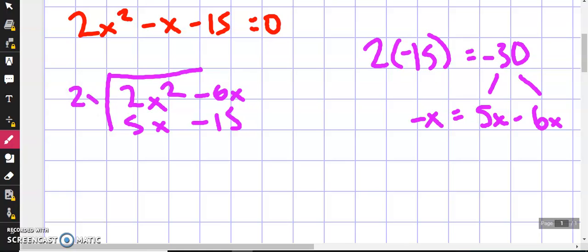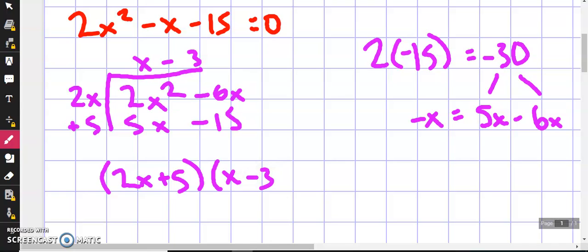I can take the 2x from the top row, which puts an x here to make x squared. I can take a 5 from the bottom row, which means I'm going to need a minus 3 on the top so that I get 5 times negative 3 to get the negative 15 in the bottom corner. So there's our factored form. We need a 2x plus 5 and an x minus 3, and we know that needs to equal 0.